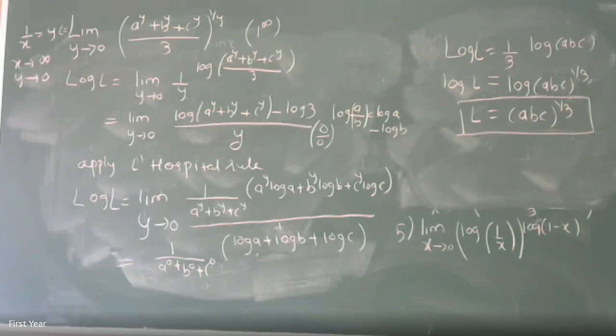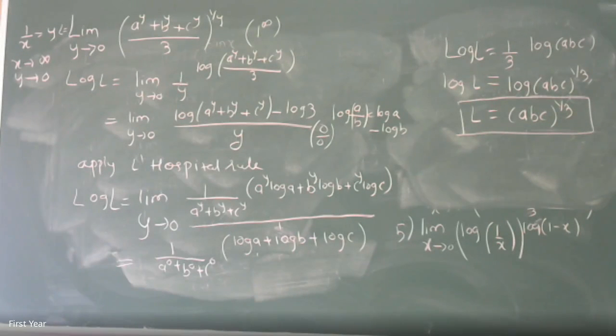One question will be asked with x going to infinity, a raised to 1 by x, b raised to 1 by x, c raised to 1 by x. And the second question can be asked as x going to 0, a raised to x plus b raised to x plus c raised to x upon 3, raised to 1 by x. Both types of questions will be asked.